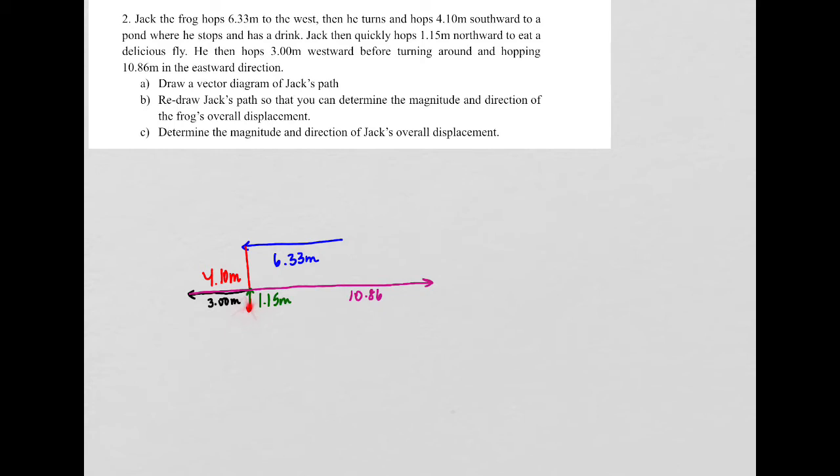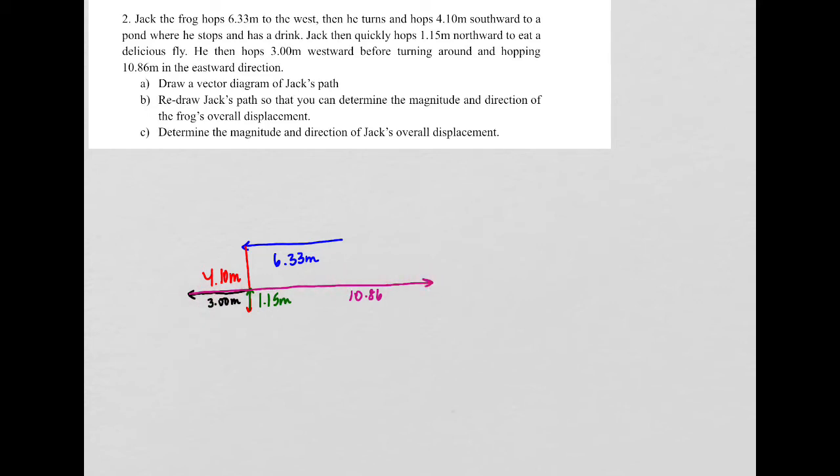In a pond where he stops and has a drink. He then quickly hops 1.5 meters back northward. So that's the green one. 1.15 meters to eat a fly. He then goes 3 meters west in black here before turning around and hopping 10.86 meters in the eastward direction.